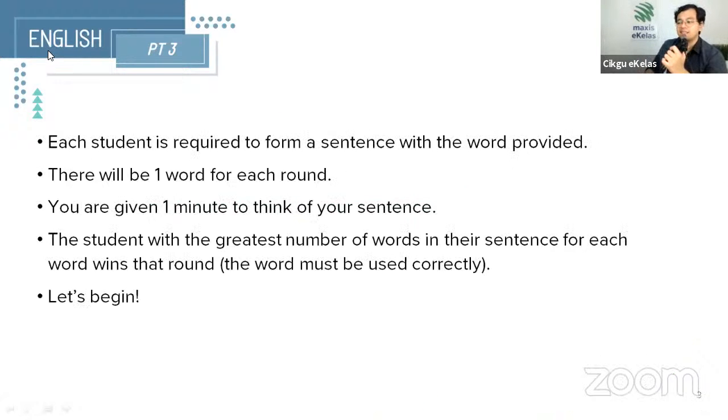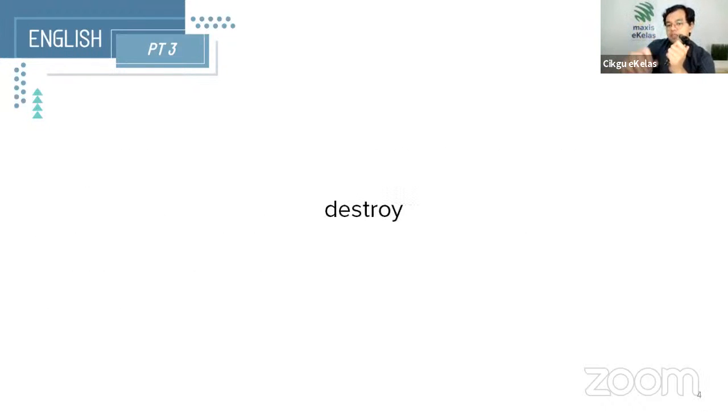Our first game is for forming sentences. Here are the rules. The rules are simple. Each student is required to form a sentence with the word provided. There will be one word for each round. You are given 1 minute to think of your sentence. The student with the greatest number of words in their sentence for each word wins that round. The word has to be used correctly, and we also require that the sentence is structured correctly too. So let's begin. Again, remember, 1 word per round, 1 minute to think of a sentence. The first person to answer the sentence and put it in our chat wins, all right? Okay, let's go.